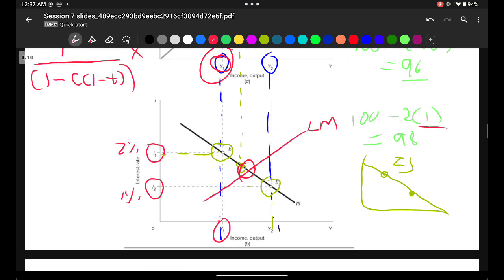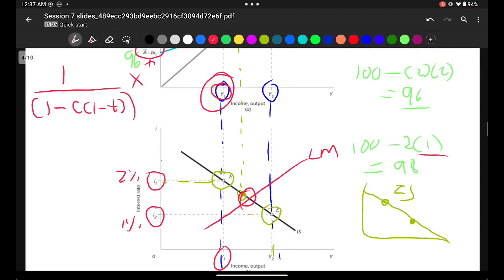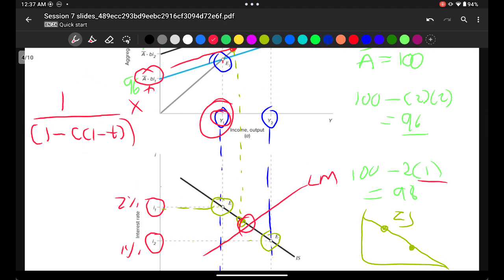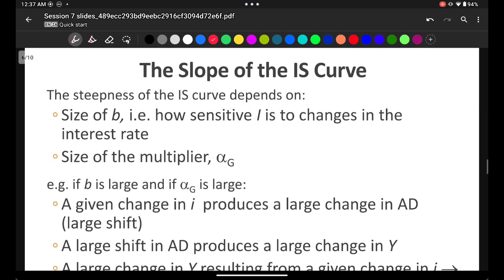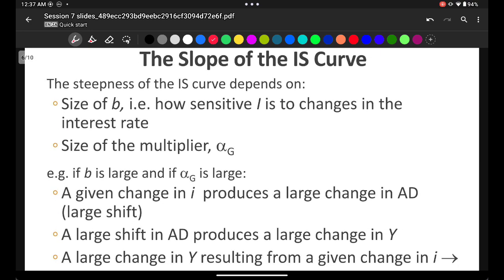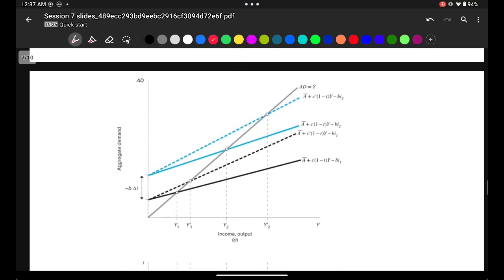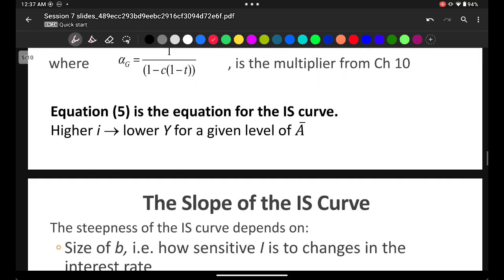Yeah, it's the same thing I showed over here. AG times that. Short form is AG. This is called AG, which means a multiplier. The slope of the IS curve is very important. So if B is large, that will happen.